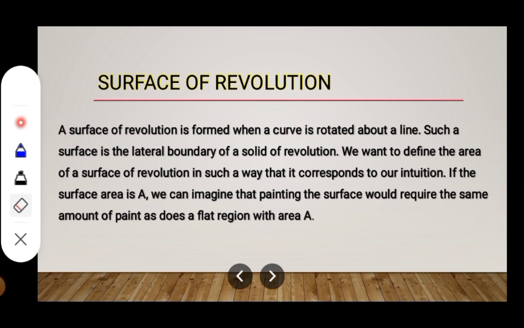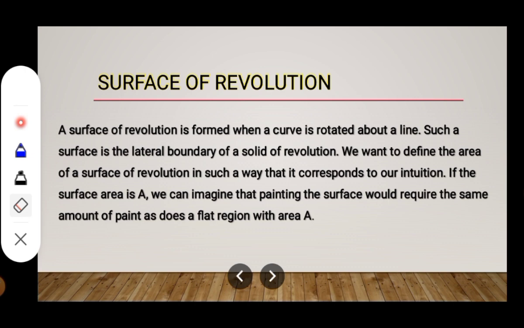A surface of revolution is formed when a curve is rotated about a line, such as the lateral boundary of a solid of revolution. We want to define the area of the surface of revolution in such a way that it corresponds to our intuition. If the surface area is A, we can imagine that painting the surface would require the same amount of paint as a flat region with that area.